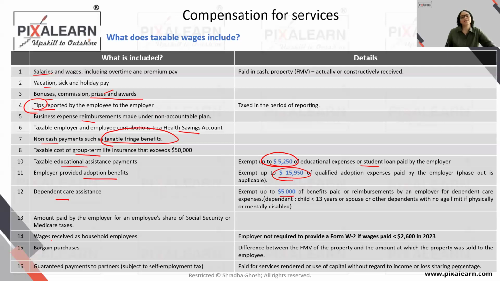Okay, Medicare taxes. Okay, this was important. If you're a person who's working as a household employee, then for the wages that you're getting, if the amount is more than 2,600, the person who's paying you the money has to deduct the tax and then pay you the money. Okay, bargain purchases and that. So all of these have been dealt with in much greater details. But when you revise, one big silo for gross income should be the money that you receive by working for somebody, and that should be there in your mind.